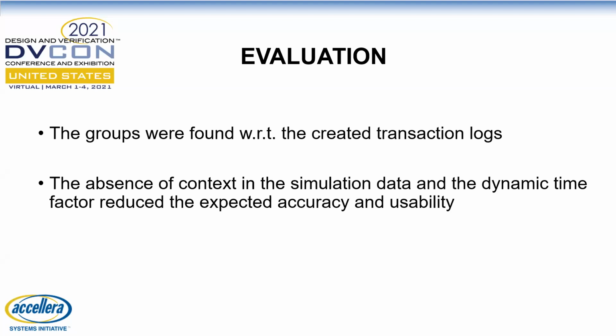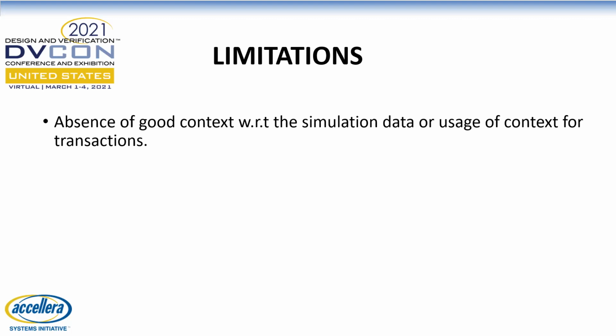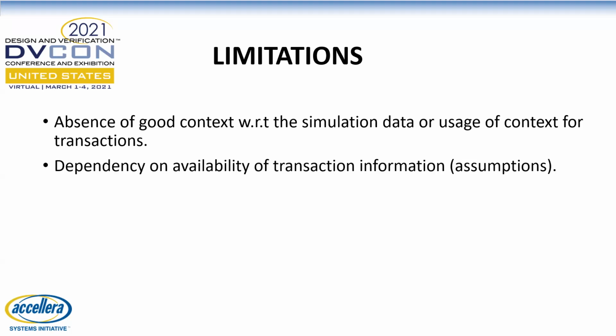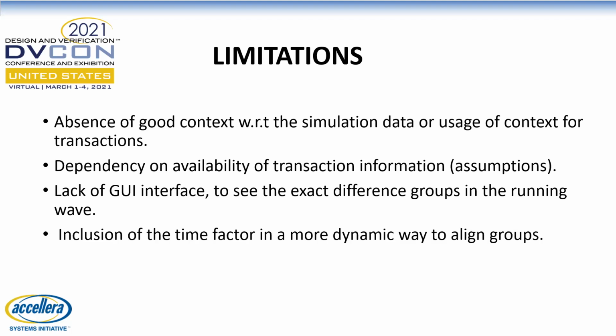So on evaluating, we found basically the groups were created with respect to the transaction logs, but the absence of context in the simulation data and the dynamic time factor reduced the expected accuracy and usability. So the limitations: absence of good context with respect to the simulation data, the usage of context for transactions, dependency on availability of transaction information, that is the initial assumptions that we took, lack of a GUI interface to see the exact difference in the running wave, and inclusion of the time factor in a more dynamic way to align groups.